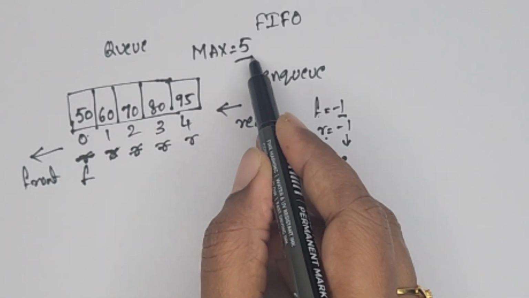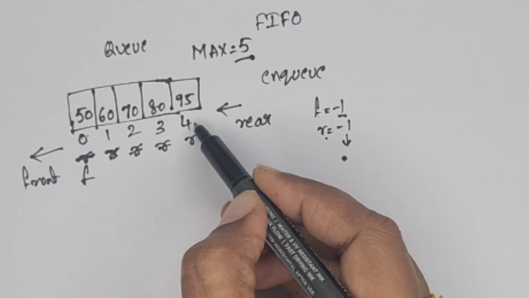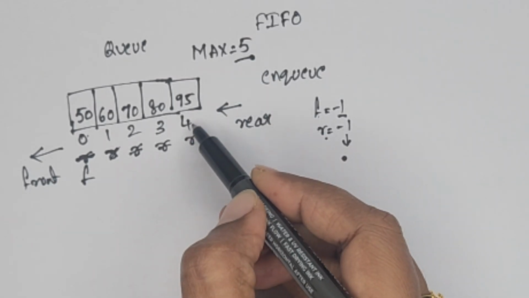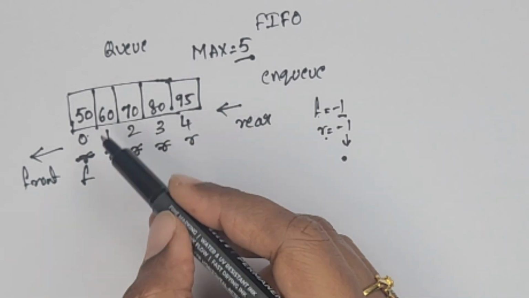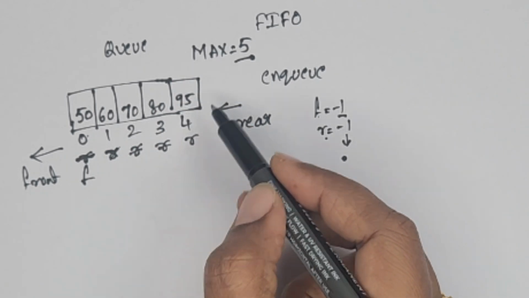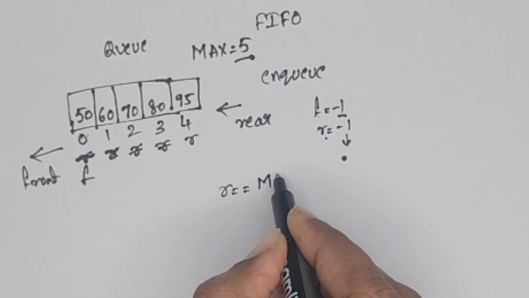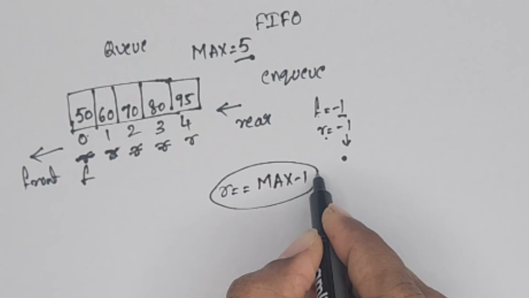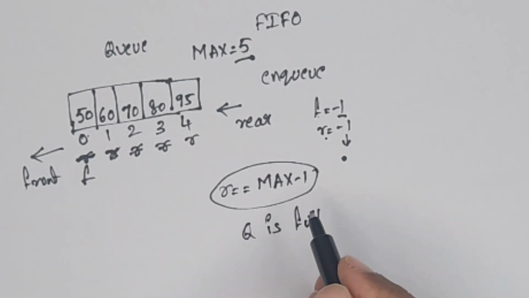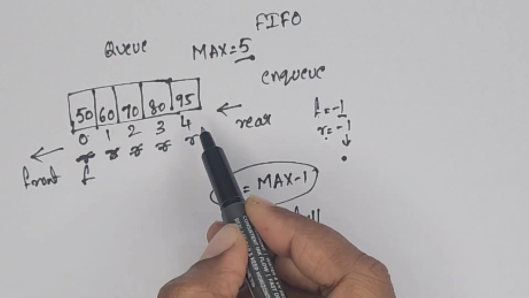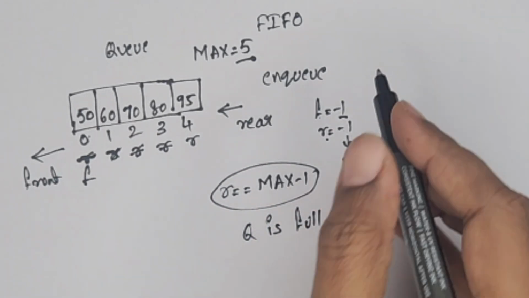So what is maximum value? 5. So if maximum is 5, the last index is always 4. The last index means rear. So if rear is 4, then queue is full. So rear is 4 means maximum -1. If rear equals maximum -1, it means queue is full. Otherwise, we can insert the element. Where we have to insert the element? Always on the rear side.